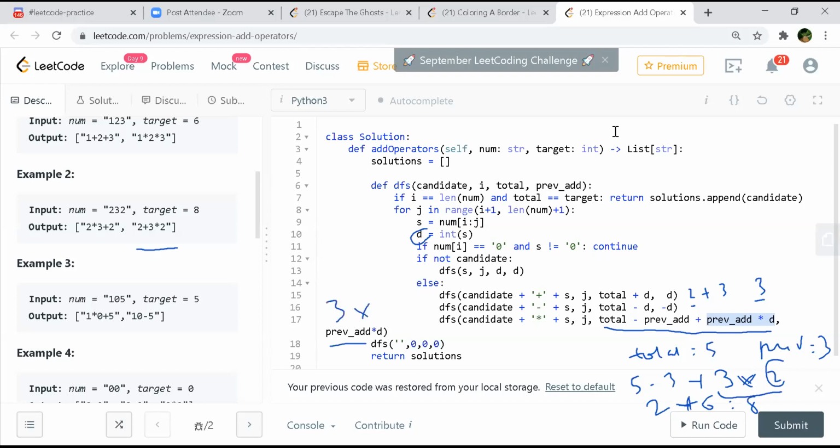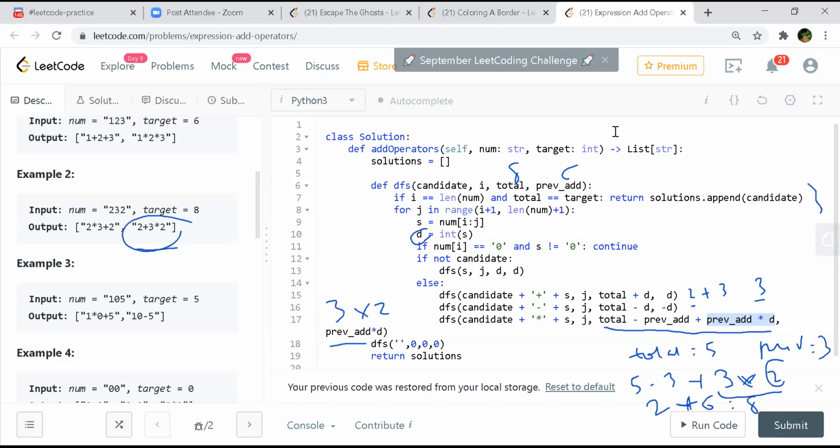You need this term because if you want to come back to that state, whatever the previous state, you have to subtract that term. Therefore you have to maintain this previous add also. So you push the previous add as 6 and then you push total as 8. At the end you just compare the total to the target, so this expression will be valid and you store that.